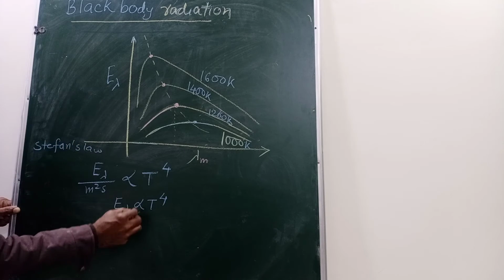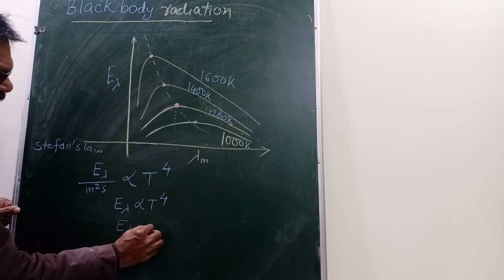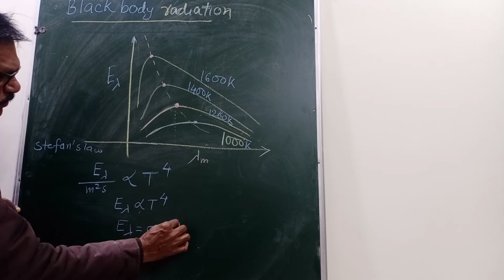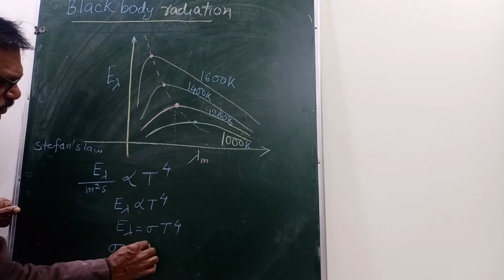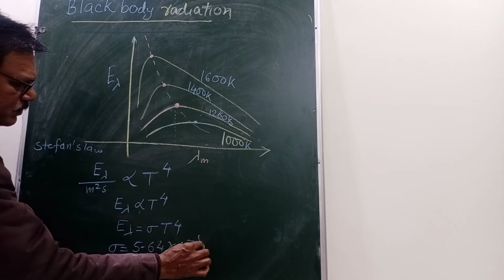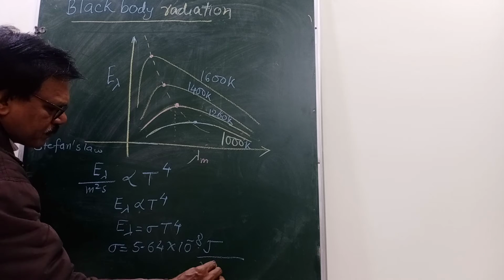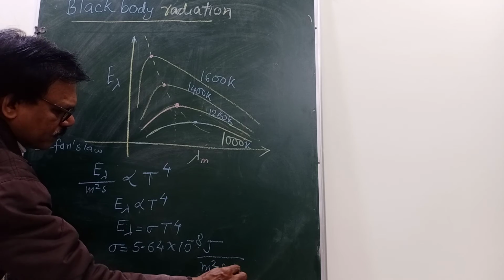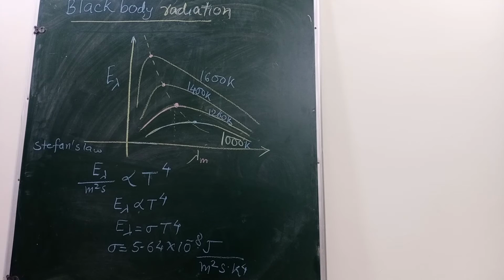And to remove this proportionality sign, we can take one constant, that is sigma T to the power 4, and the sigma will have the value 5.64 × 10 to the power minus 8 joule per meter square per second into Kelvin to the power 4. This is the sigma, Stefan's law.